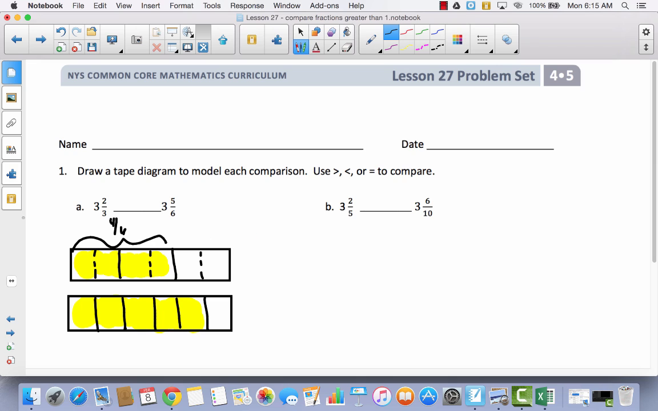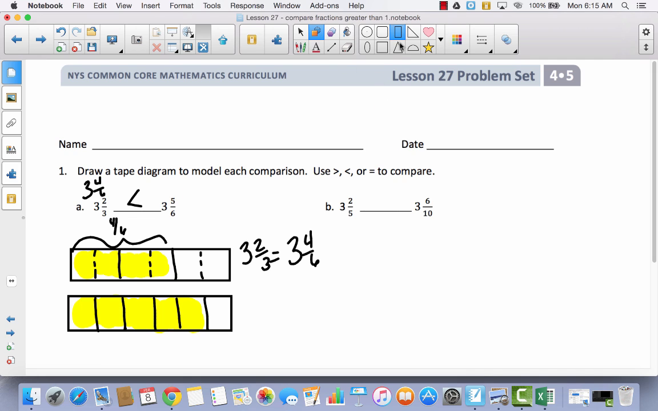So 3 and 2/3 is the same thing as 3 and 4 sixes. So if I've got 3 and 4 sixes and I have 3 and 5 sixes, obviously this is going to be 1/6 less than 3 and 5 sixes.